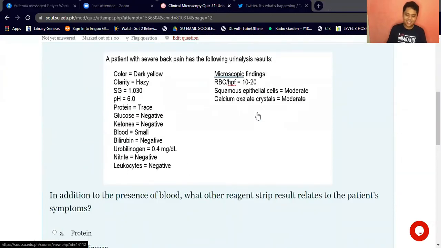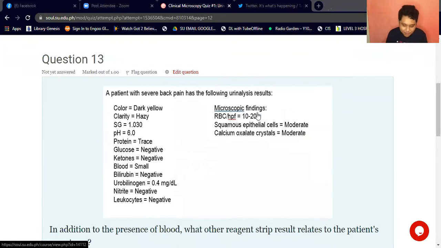Next, urinalysis results. A patient with severe back pain has the following urinalysis results. In the chemical part, what is abnormal there? You have SG, very good, it's very high. What else? Protein, very good, trace. What else is abnormal? Urobilinogen. And lastly, blood. Even if small, that's still significant. That's why blood should be negative.